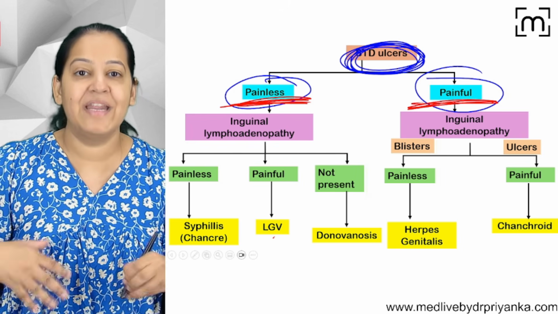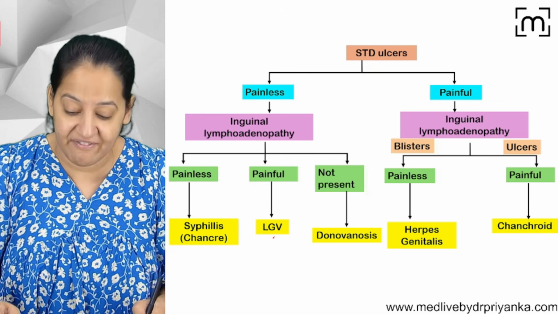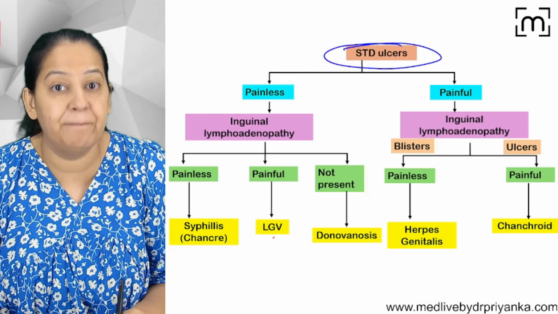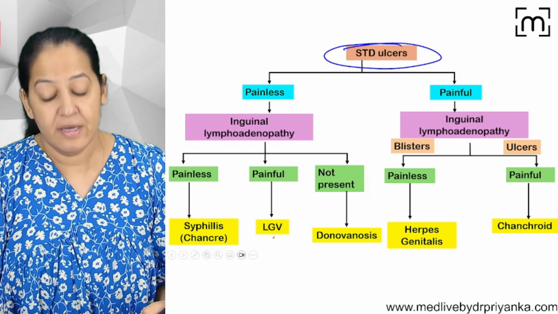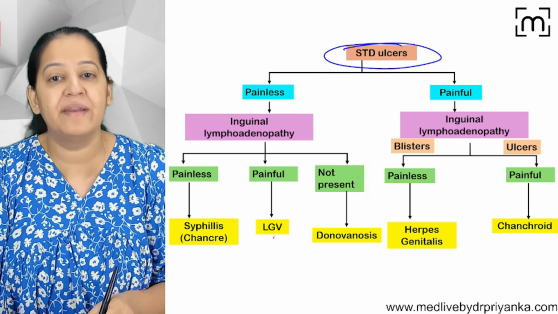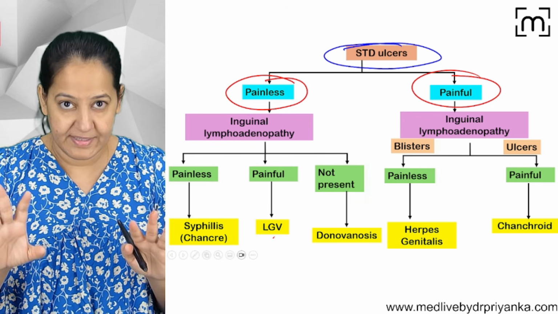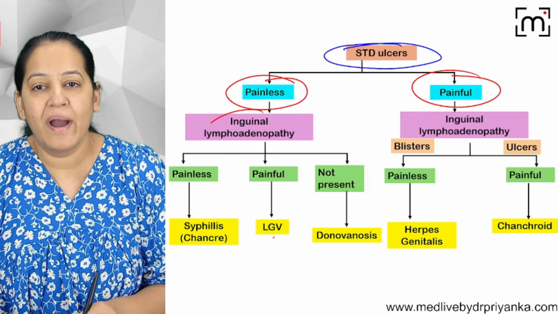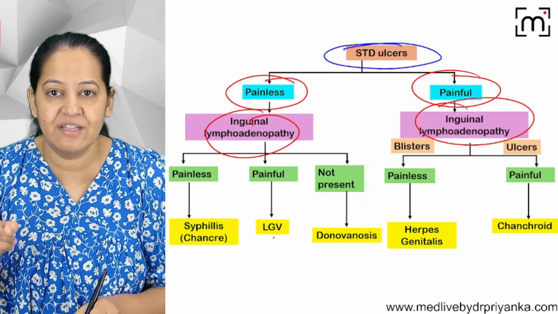So whenever any patient comes to your clinic complaining of a genital ulcer, maybe a male patient, the ulcer can be on the penis, maybe a female patient, the ulcer may be on the labia majora or labia minora. The first thing you have to examine is whether the ulcer is painless or painful. Whatever it is, the next thing you have to see is inguinal lymphadenopathy, that is buboes.